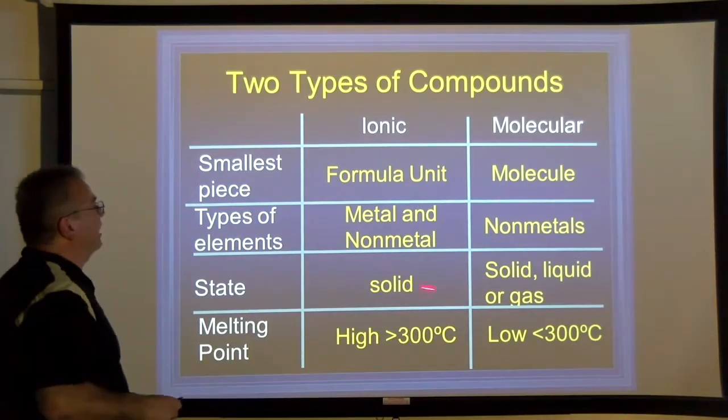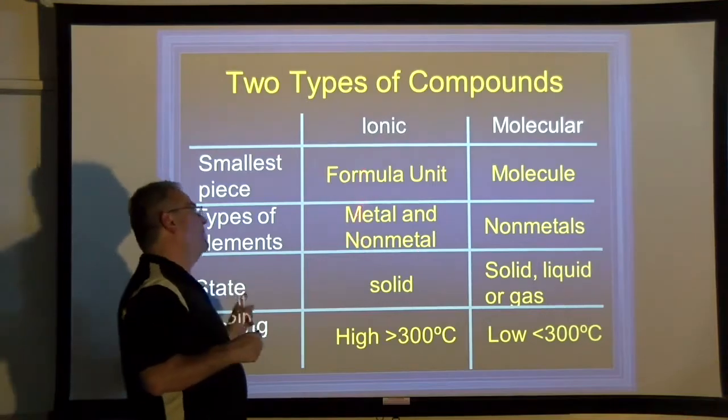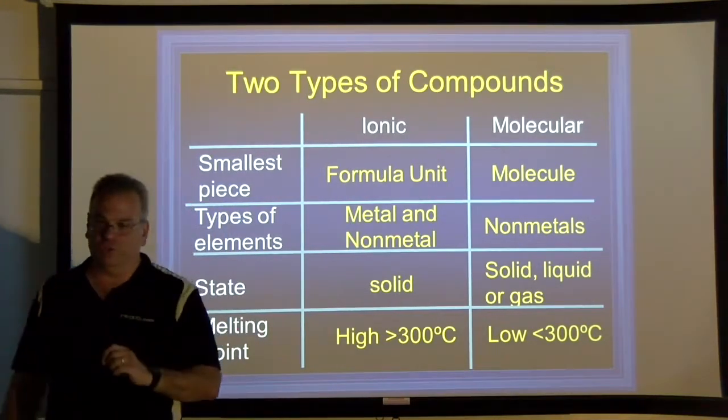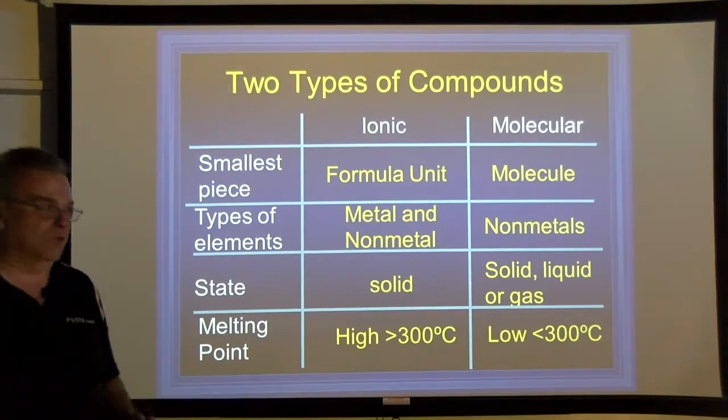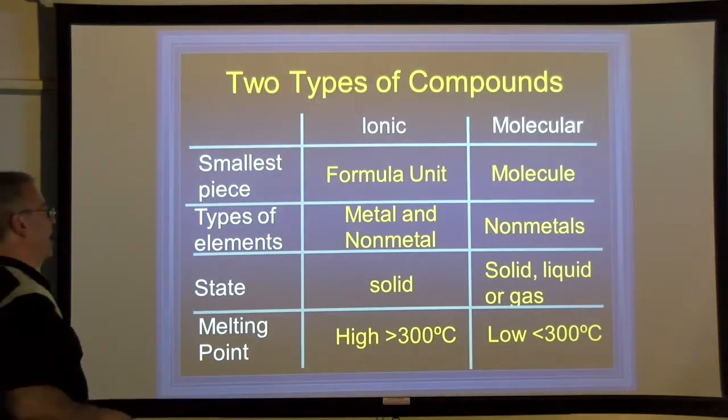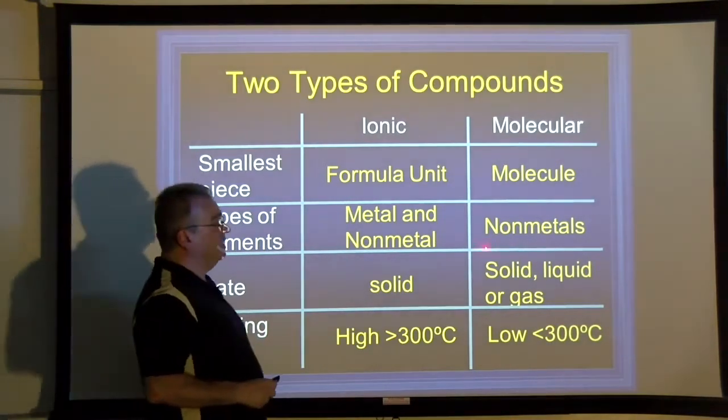Key thing: if you have an ionic compound, you're going to see a metal and a non-metal in it. So when you see those Regents questions, which of the following is an ionic compound, you're looking for that metal and that non-metal in the same chemical formula.